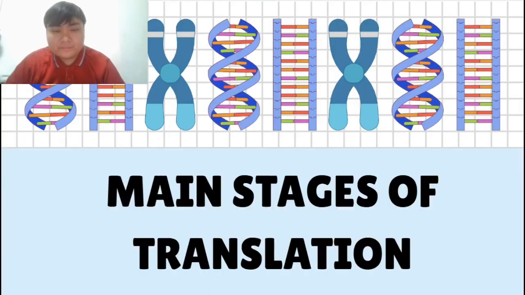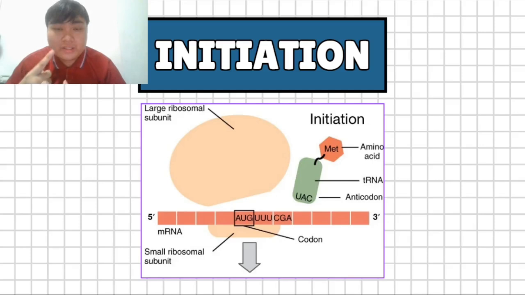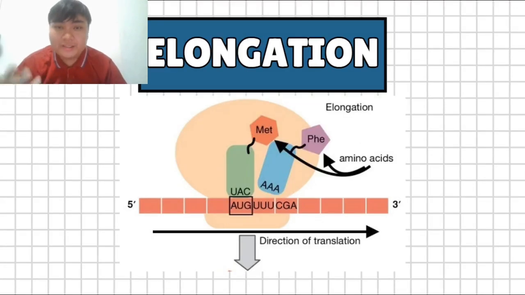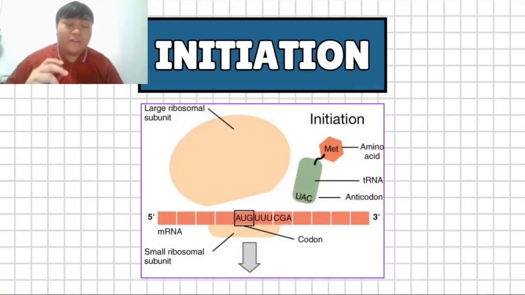Now, before we proceed, do any of you know what the main stages of translation are? Can anyone answer? Anyone? Okay, I'll answer. So, there are actually three of those stages. We have initiation, elongation, and termination. Let's start with the initiation.